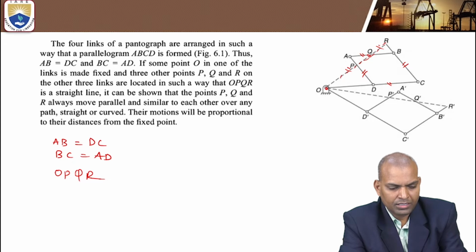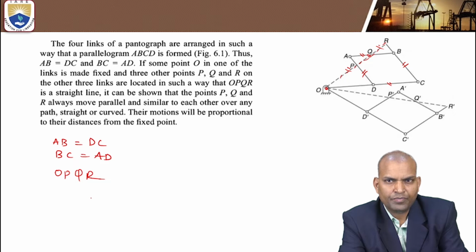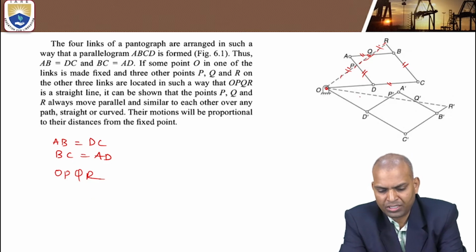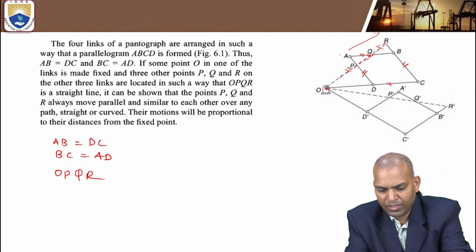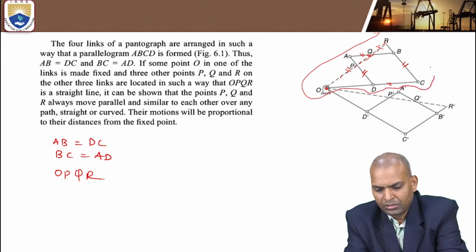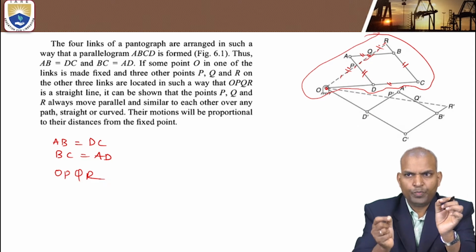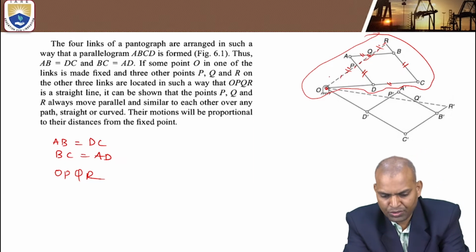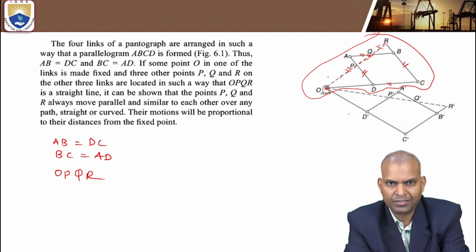Now, one more point is that this O, P, Q, and R always move parallel and similar to each other. Understand here, the pantograph is this much portion. What about the portion below? This portion is the other motion. If the pantograph moves to another position, this is the initial position and this is the final position. This is the first position and it is the second position.